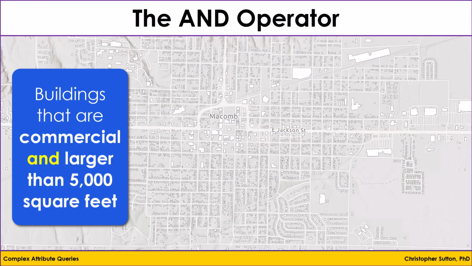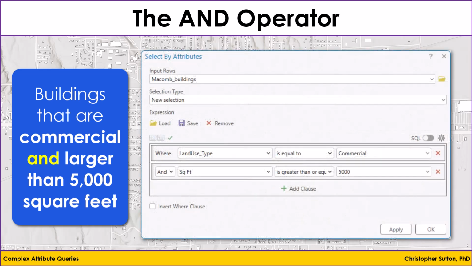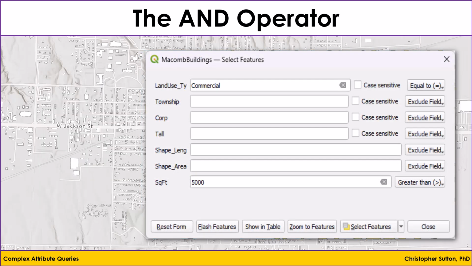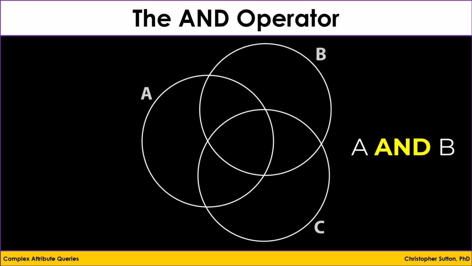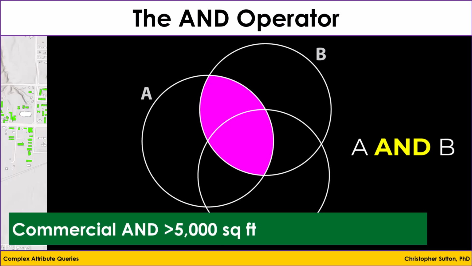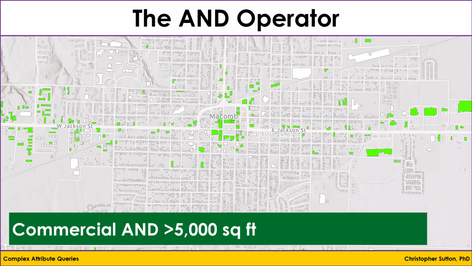Let's say we were interested in understanding which buildings were commercial buildings and were greater than 5,000 square feet. To do this, we build an expression. In ArcGIS Pro, we can use the Select by Attributes tool. In QGIS, we would use the Select Features tool. In both instances, we're interested in the buildings whose land use type is commercial and whose square footages are greater than 5,000 feet. The result of this expression is what we see in this map. The buildings in green are the ones that meet both expressions.